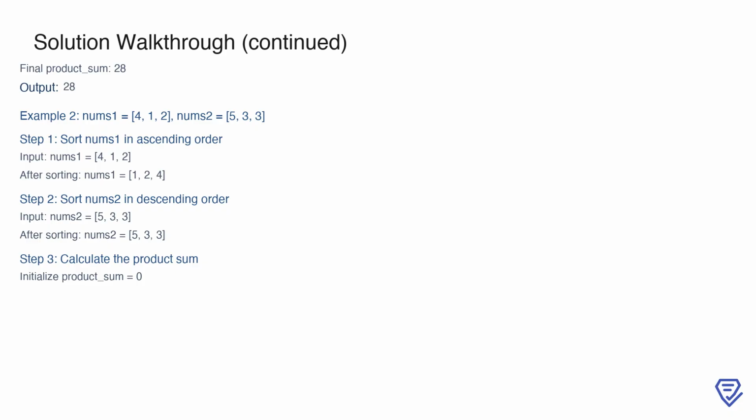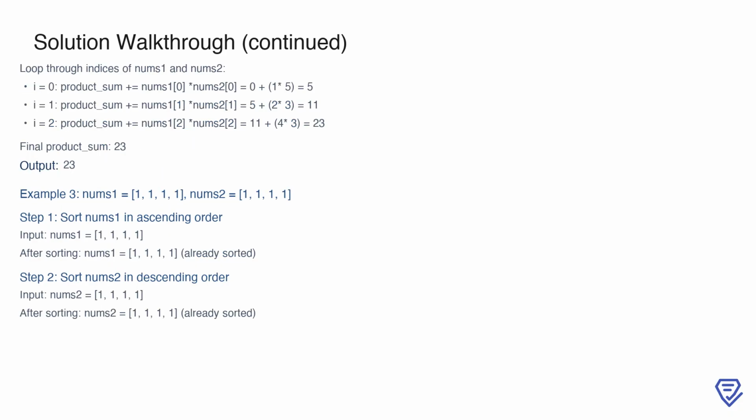For step 2, nums2 is sorted in descending order, but since it is already in the desired order, it remains 5, 3, 3. In step 3, we initialize product_sum to 0, preparing to calculate the sum of products by iterating through the arrays.